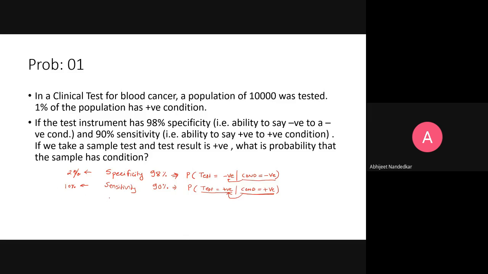Now in this problem, what is given to you is that the instrument is saying that you have a positive condition. What is the chance that the person really has that condition? So what is asked is the probability that the condition is positive when the test is positive. Your machine is saying you have cancer, and what is the real chance that you have cancer. So the reverse of this probability is asked. The best thing you can do is use Bayes' rule again.